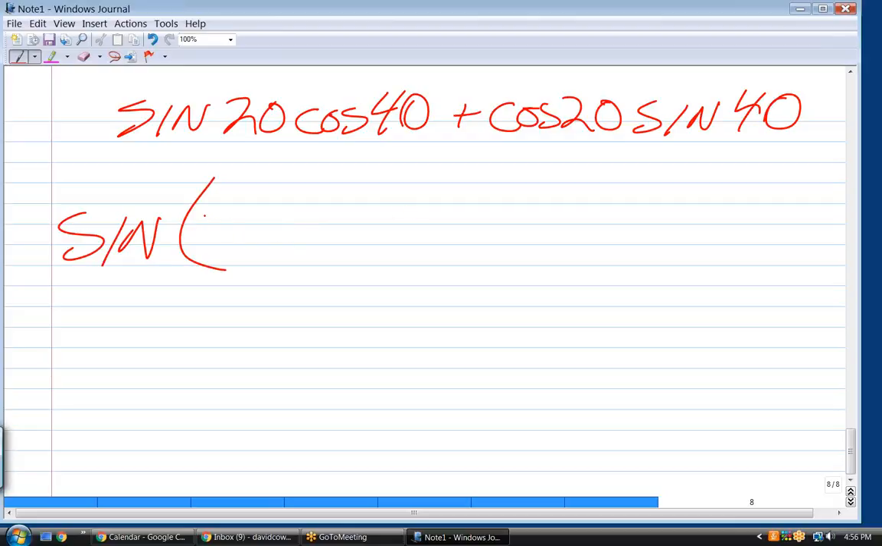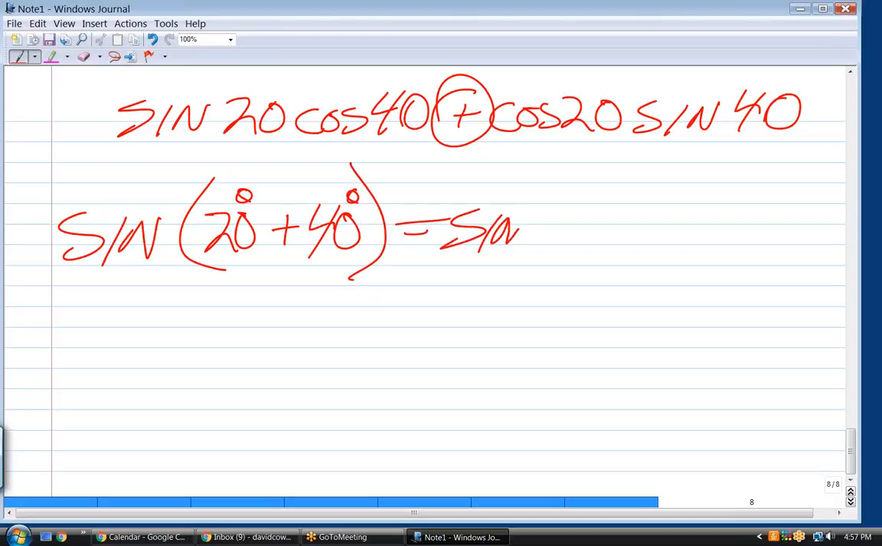It would be plus or minus the other angle too. No, it's not plus or minus. You got to know. Oh yeah, never mind. That's just the formula. It's just plus and plus. Which means the sine of 60 degrees, and we know that that one is square root of 3 over 2.